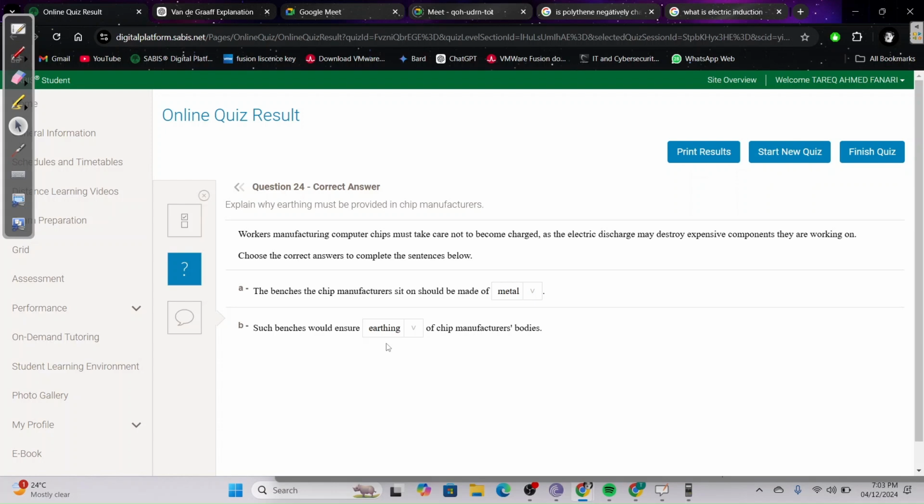So you sit on the conductor, right? Any static buildup on your body is just going to go down onto the metal bench, which is going to conduct it and let the electrons flow into the ground, causing them to be earthed. So you will not be charged. If you work on any electrical components, you can't destroy them.